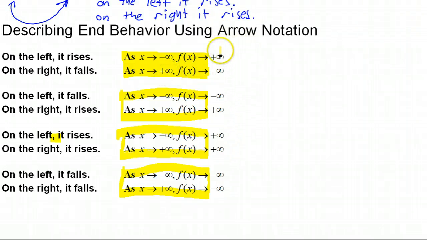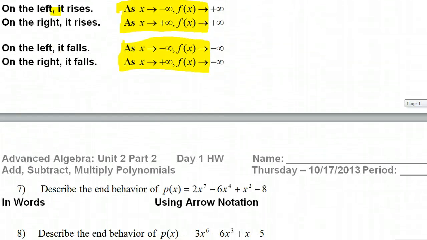So the only thing that's going to change is if it rises, we're going to put positive infinity. If it falls, we're going to put negative infinity. All right, so falls, rises, that's negative infinity, positive infinity. Rises, rises, positive, positive. Falls, falls, negative, negative. But the rest of it stays the same. Okay, all of this is the same every time. Okay, so memorize it if you have to.